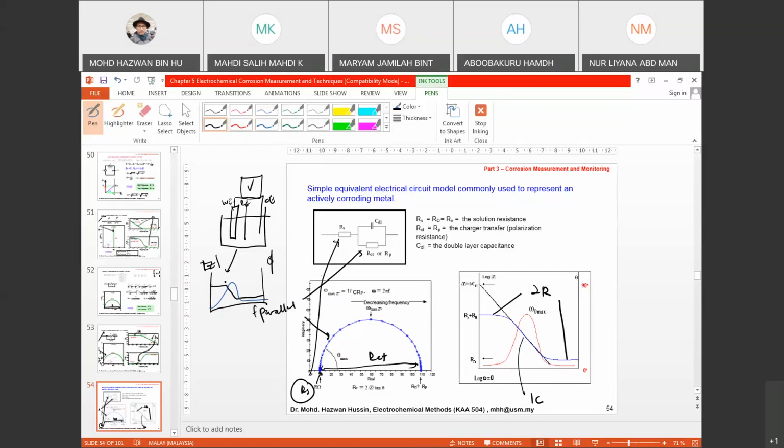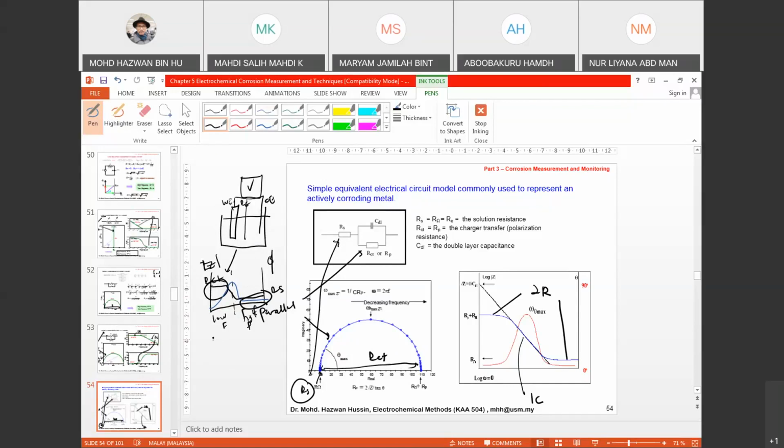So you have two flat lines that actually indicate that you have two resistors. One is at low frequency, and the other one is at high frequency. Okay, so this is your RCT, and this is your RS. And you see that you have one capacitive loop and one slope that indicates that you have one capacitor.